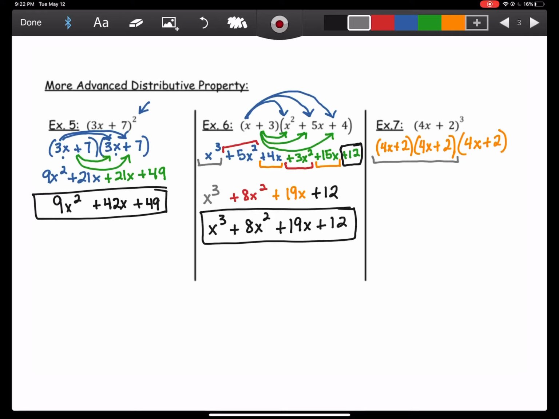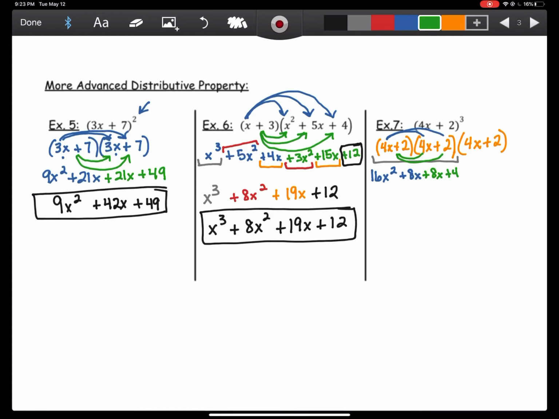All right, so we're going to do double distributive, and we end up with 4x times 4x and 4x times positive 2. So we get 16x squared plus 8x. Then we're going to do positive 2. Positive 2 times 4x, positive 2 times positive 2. So that's positive 8x and positive 4.